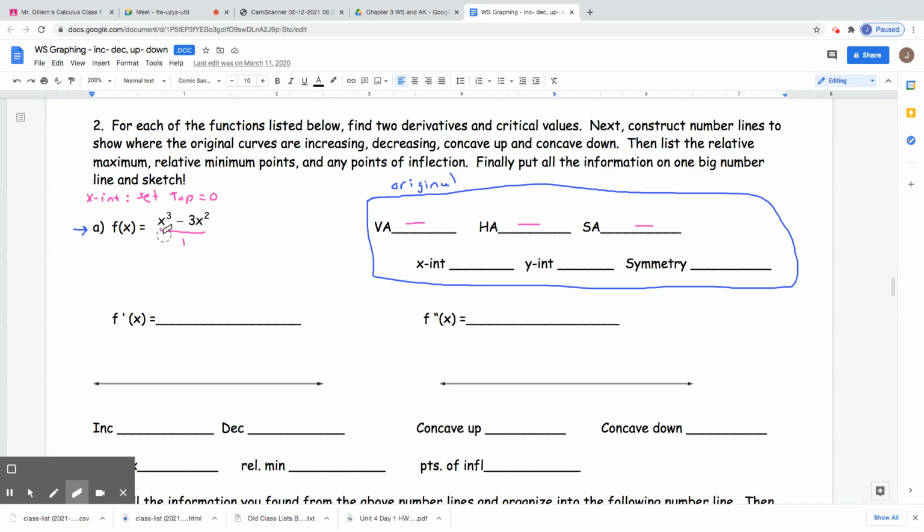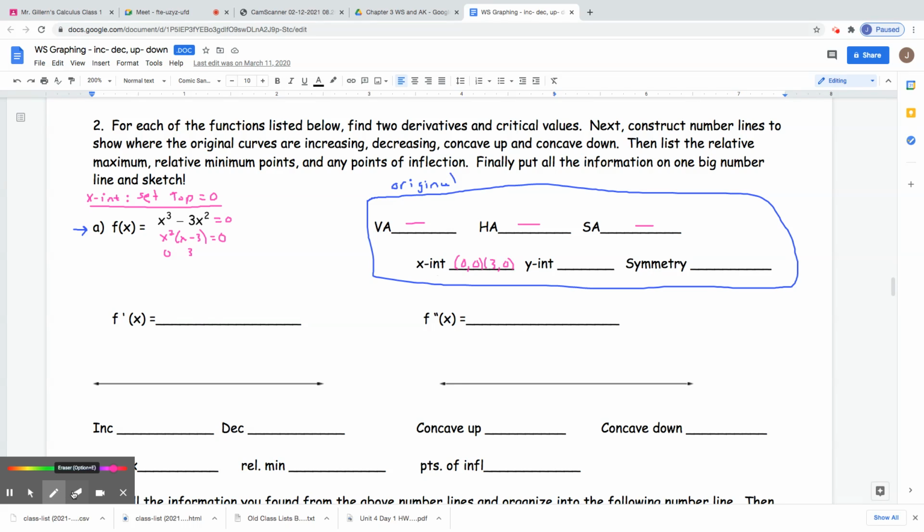All right. You set the top equal to 0. If there is no fraction, you're just setting the whole thing equal to 0. So if I were to set this equal to 0, I would take out an x squared, and I get x minus 3 equals 0. So the 2 values that make that equal to 0 are 0 and 3. That's where it hits the x-axis. So I have two x-intercepts, right? (0, 0) and (3, 0). All right, so to find the x-intercept, you set the top equal to 0.